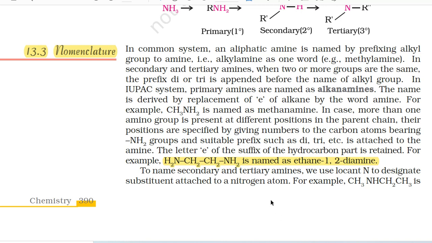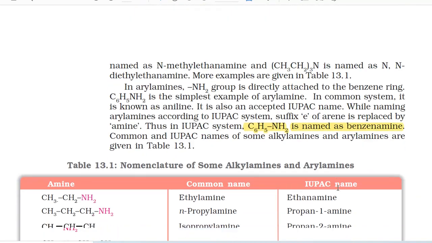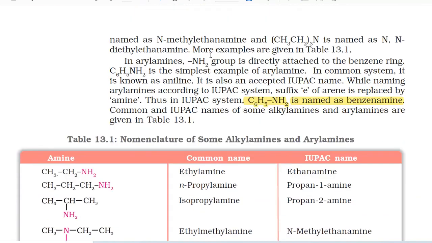To name secondary and tertiary amines, we use locant N to designate substituent attached to a nitrogen atom. For example, CH3NHCH2CH3 is named as N-methylethanamine, and (CH3CH2)3N is named as N,N-diethylethanamine. More examples are given in table 13.1.